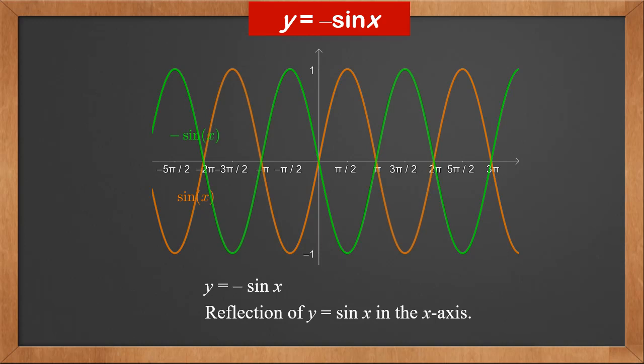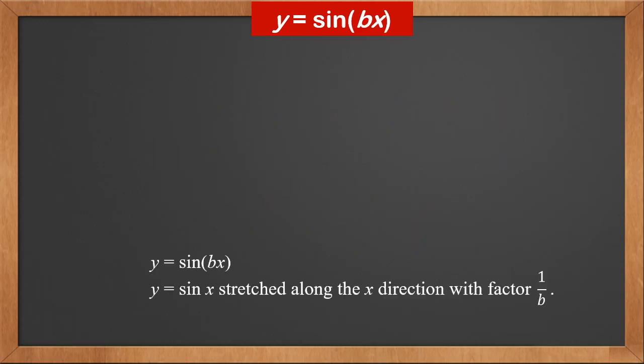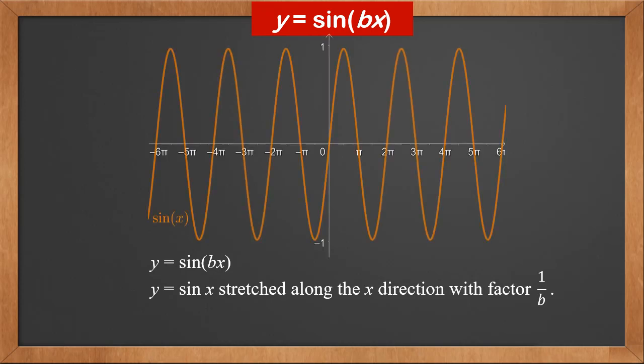In y = -sin x, instead of going up from 0 to 1 at first, it goes down from 0 to -1. y = sin bx is y = sin x stretched along the x direction with a factor 1/b. This is the graph of y = sin x.